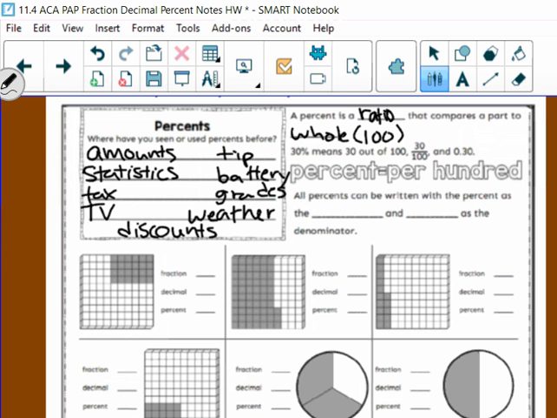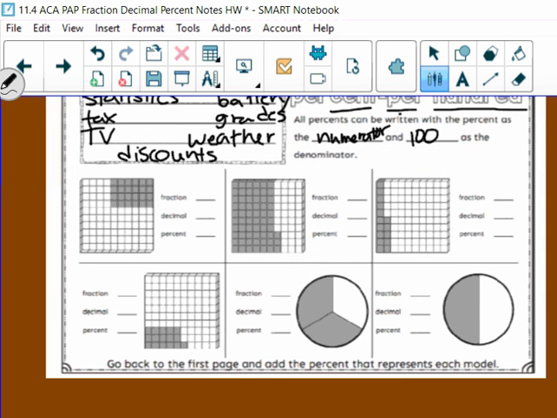So percent equals per 100 because of cents. When we think of cents, we think of money, we think of pennies. How many pennies equals one full dollar? 100. If we think of a century, how many years is that? 100. Okay, so percent means per 100. All percents can be written with the percent as the numerator, up top, and 100 as the denominator, because we will always compare it to 100.